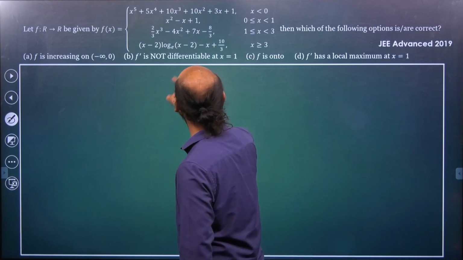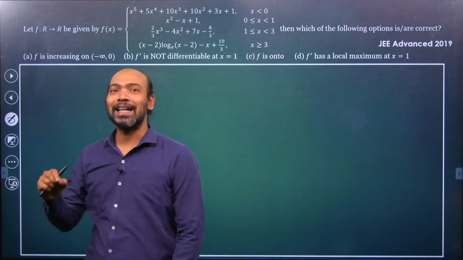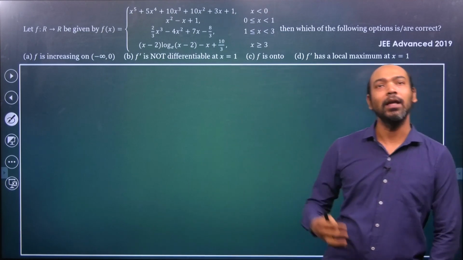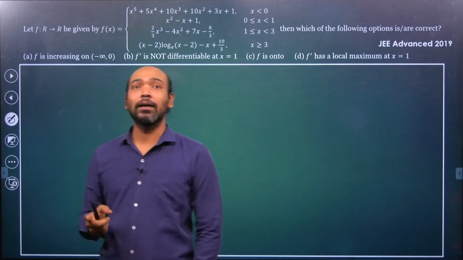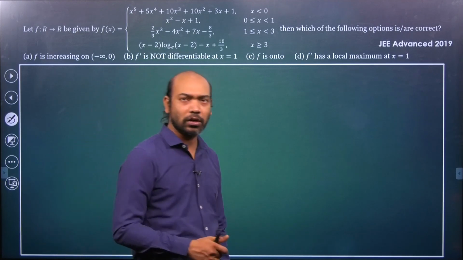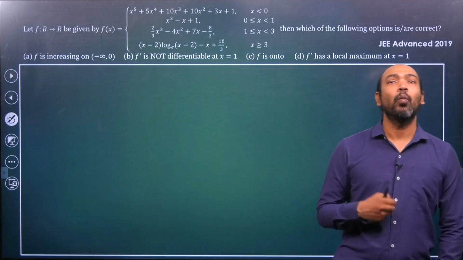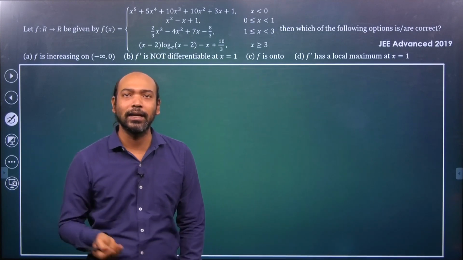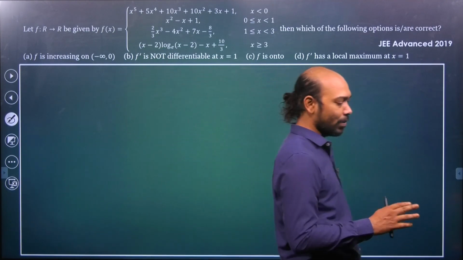But one thing we understand is that from 0 to 3, it's actually a polynomial function. So every case is a polynomial kind of thing. Everywhere is polynomial. But in the next case, it's a logarithmic function and all that stuff. Now we have to check what the options are. It says differentiable, increasing or decreasing, onto, and according to the maximum and minimum.